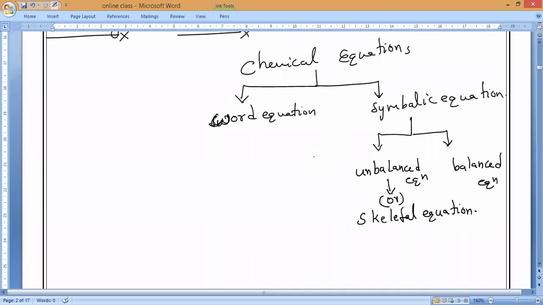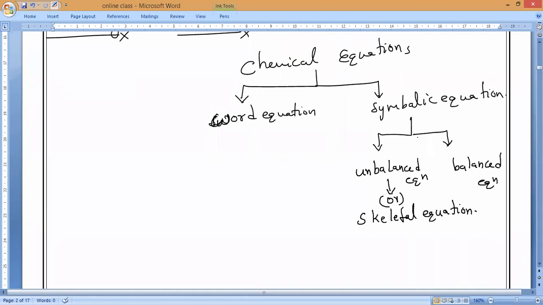So now this is what we used to call, so all of you remember. The unbalanced equation, what do we call it, guys? Skeletal equation. So that is what you have to see. Now, how to write a word equation as well as a symbolic equation, we'll study now. Later we will go into balancing equations.